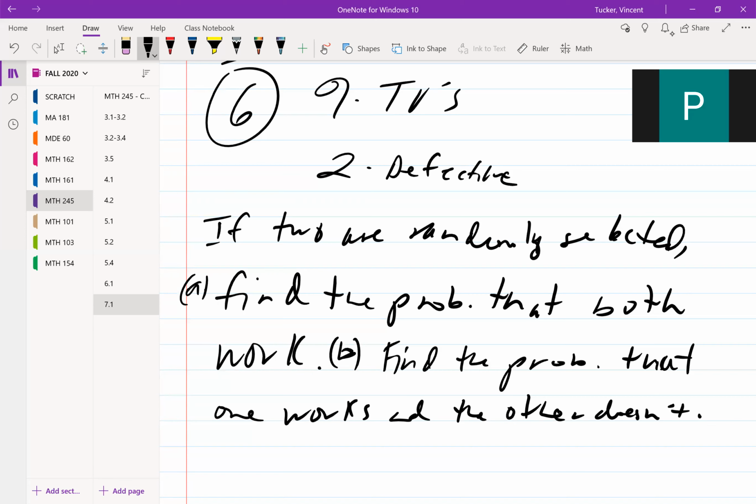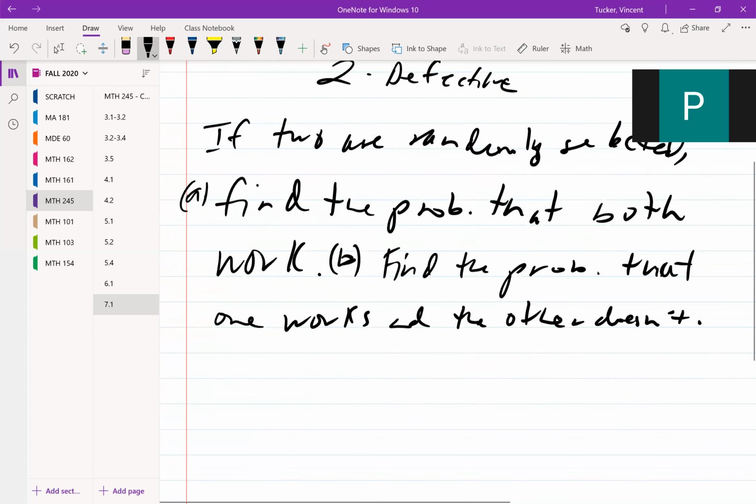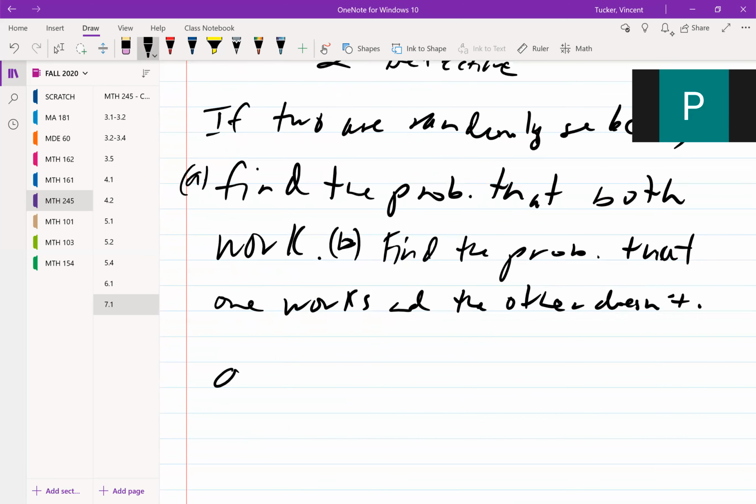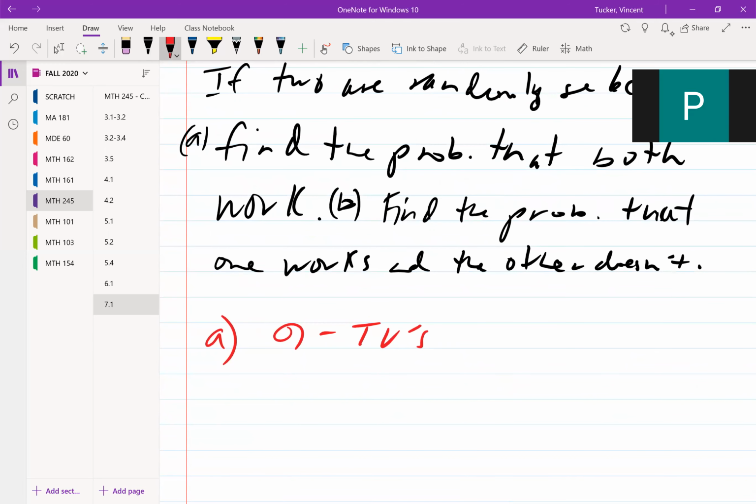All right, so we have 9 TVs altogether. 2 are defective. If 2 are randomly selected, find the probability that both work. Then find the probability that one works and the other one doesn't. So let's look at A. Once again, we have 9 TVs.